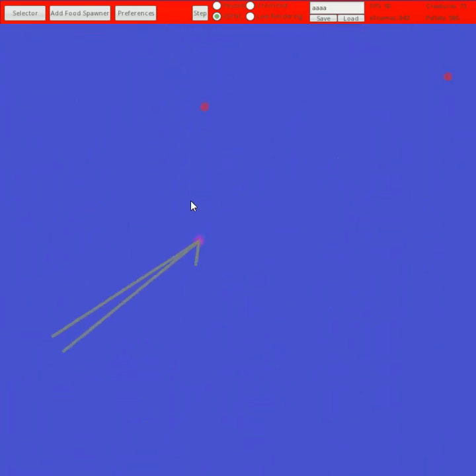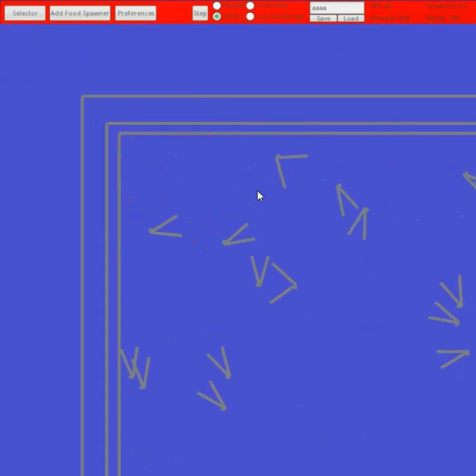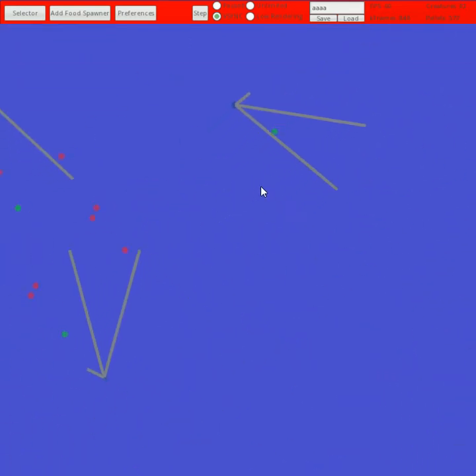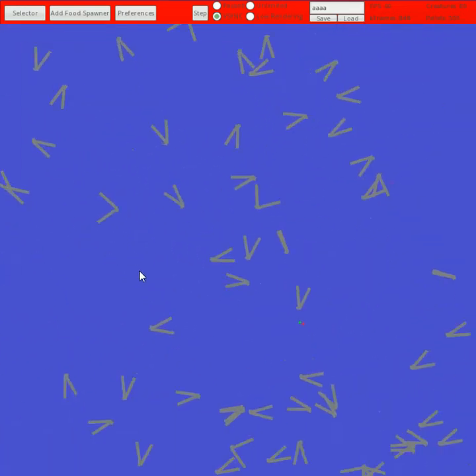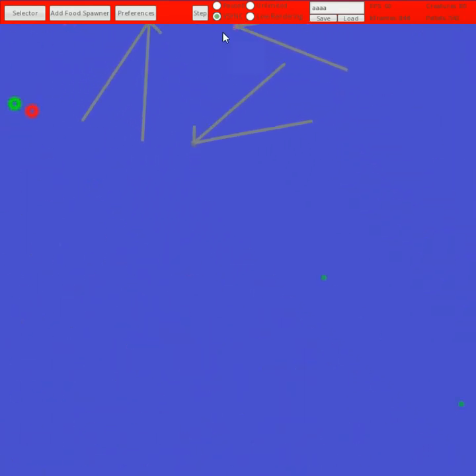For example, here's a creature with two eyes very close together. There's some creatures with eyes further apart. There's creatures in between. That kind of stuff. Okay, so what I should probably show now is editing.